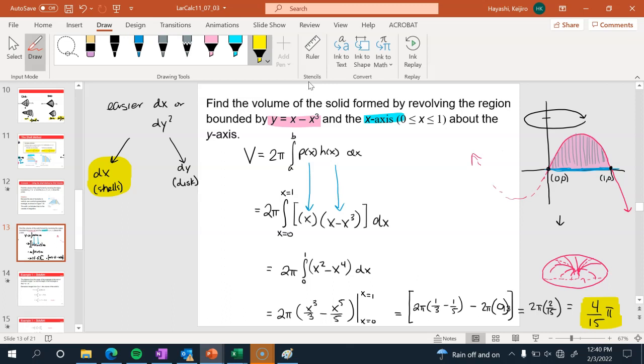And as it turns out, it would actually be impossible to change y equals x minus x cubed into x equals a function of y, because you couldn't move that around to get x by itself in any meaningful way. Even if you look at that function sideways, you can see that it would fail the vertical line test. So this would be impossible to do with dy, and therefore impossible to do with the disk method.